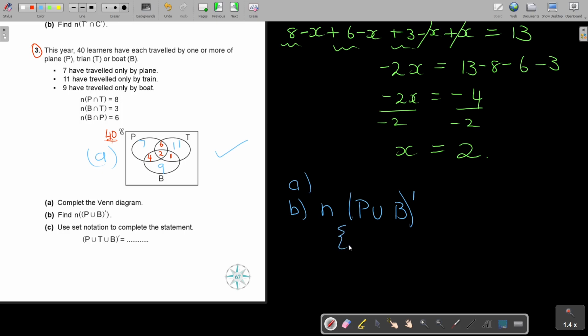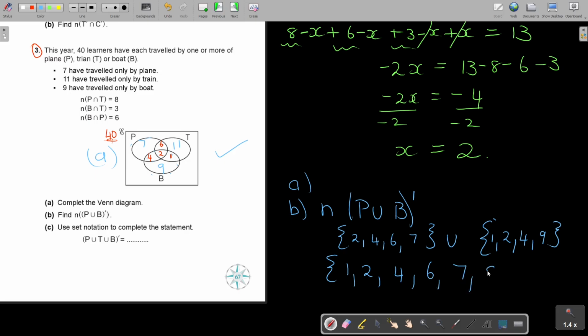Okay, so let's write P down first. What is going to be P? P is going to be 2. It's there inside, do you see? So let's write 2, 4, 6, 7. I like to write it down first. Okay, and then what is B? B is going to be 1, 2, 4, 9. Do you see there? And then the union is going to be 1, 2, 4, 6, 7, 9.